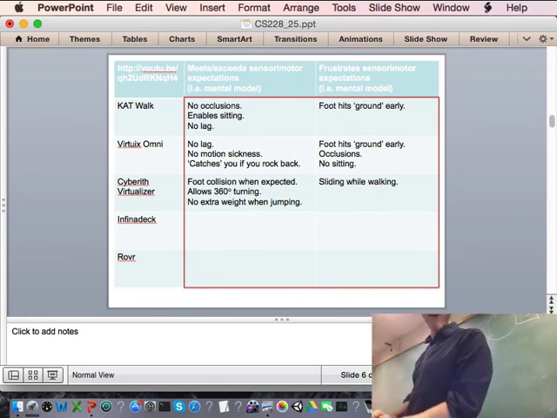So foot collision, more or less when expected, allows 360 turning because of the wire, and they're trying to get no extra weight when jumping. So a lot of VR is trying to get their immersion. All of them keep talking about how immersive it is.